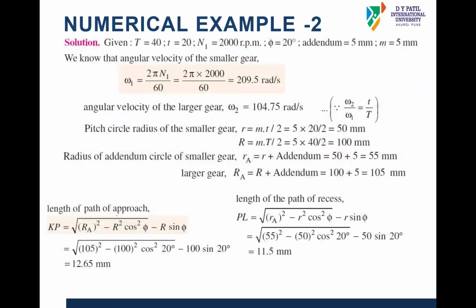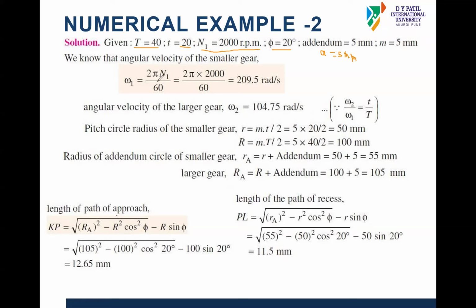Okay, so just look at the given data. We have the number of teeth on pinion 20, and on gear 40. Then N1, the speed of the pinion, is given, that is 2000 rpm. Pressure angle is 20 degrees. Addendum value is available, that is 5 mm. Then we have the value of module. Module is the same, 5 mm.